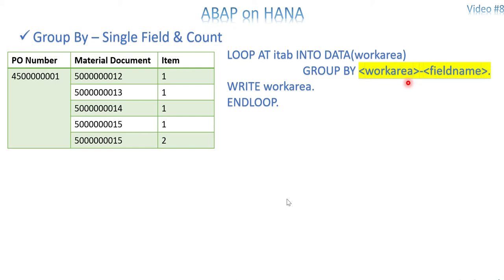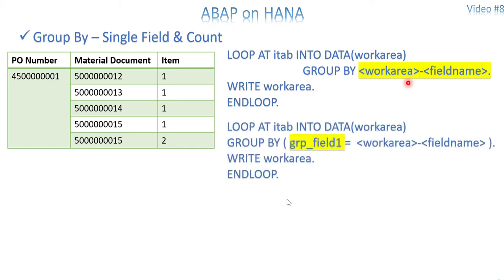If group by has two fields, more than one field, the syntax differs quite a bit. The next one is another way, and it's optional. If you want, you can use it as well. You can mention group by some group field name, declared inline, so you don't have to declare it before, equal to again work area hyphen field name. Both are the same, but mentioning a group field name is optional for one field. If it is more than one field, it's mandatory. You have to mention it. But for one field, you can mention only the group by work area and field name.